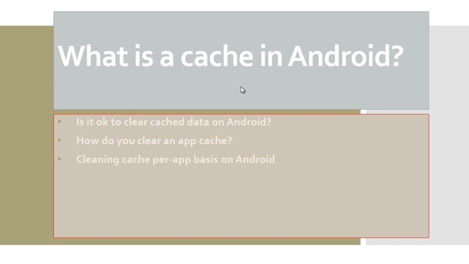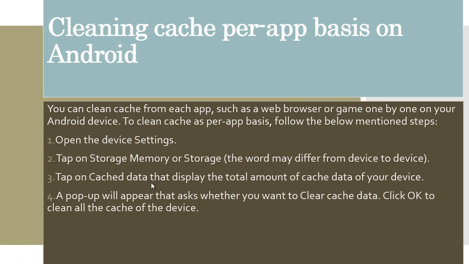Now we are going to learn how to clean cache on a per-app basis on Android. You can clean cache from each app, such as a web browser or game, one by one on your Android device. To clean cache on a per-app basis, follow the steps mentioned below. These are the steps that you need to follow in order to clear data from your cache, so make sure that you pause the video and delete all the caches from your Android device. First, open the device settings and tap on storage memory or storage; the wording here may be different from device to device. Tap on cache data, which displays the total amount of cache data of your device, and then a pop-up screen will appear asking if you want to delete the cache data from your Android phone or not.